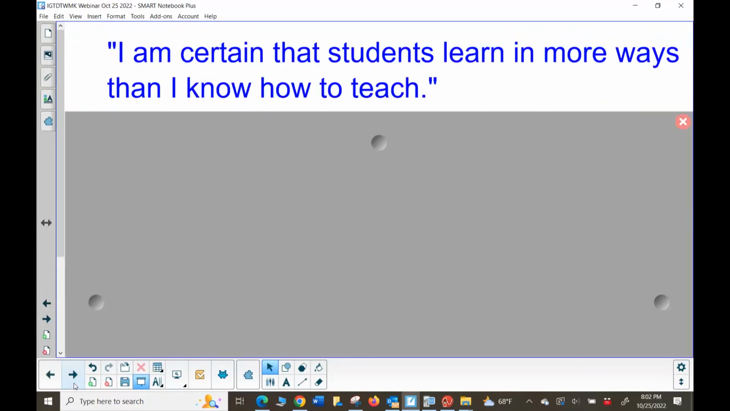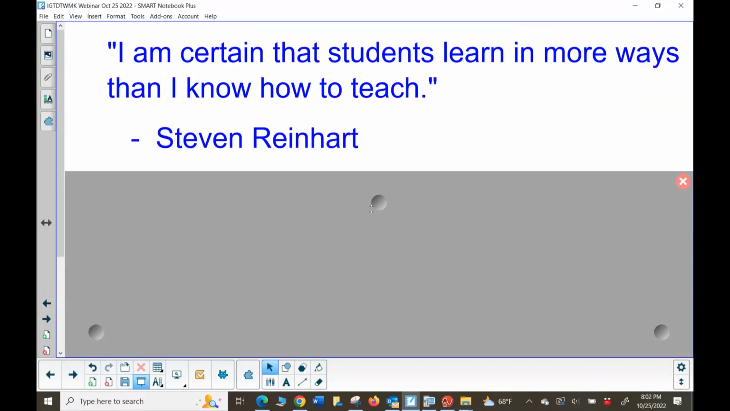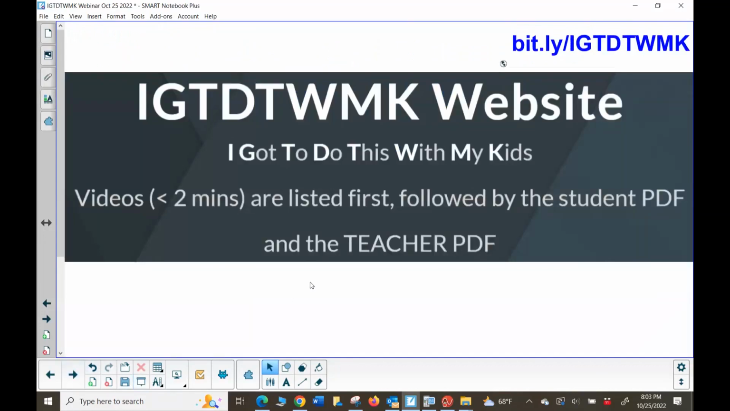And as normal, I do start off with a quote. I'm certain that students learn in more ways than I know how to teach. And this is just another way to get students to understand things. Let's hope anyway. So those 8 letters, I got to do this with my kids, is the acronym we're using for this. I was asked to come up with some clever ideas to use the 84, and I came up with, I think, 26 of them so far.